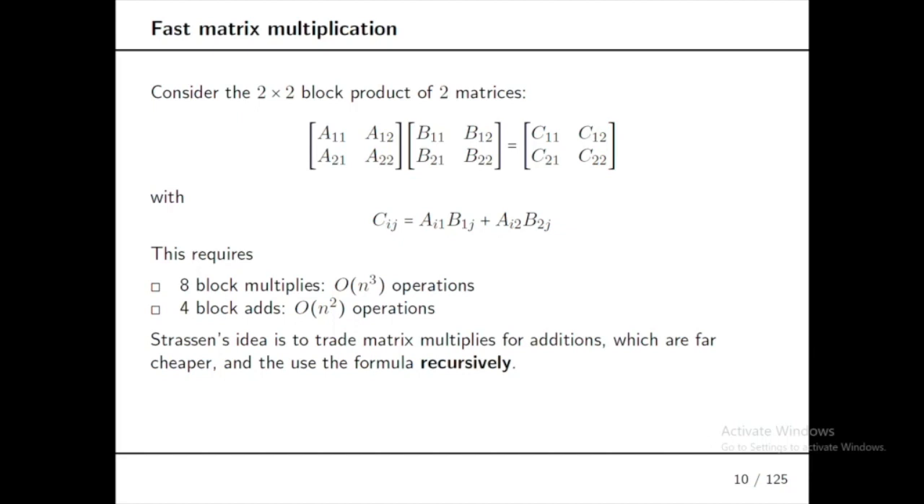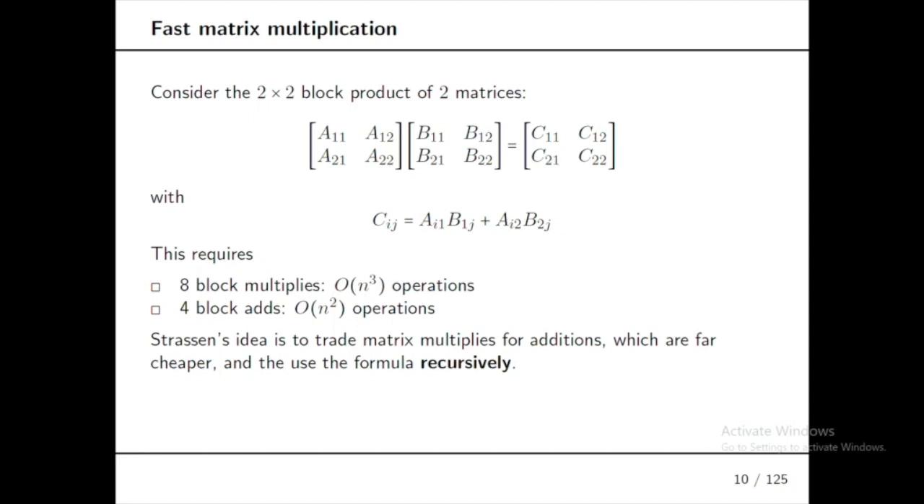So his idea was that if you could trade some of the multiplies and replace them with additions, then you could get a faster algorithm. And actually, Strassen succeeded in doing this. He showed that for this particular 2 by 2 block case, you can reduce the number of multiplies from 8 to 7. And once you do that, you get a faster algorithm, because you apply the algorithm recursively again and again. So you get n to the power log 7 to the base 2.